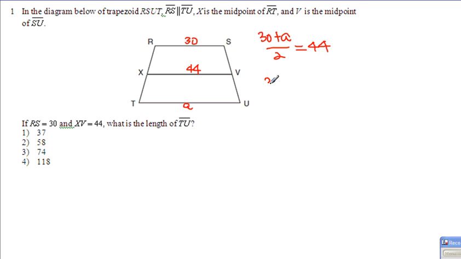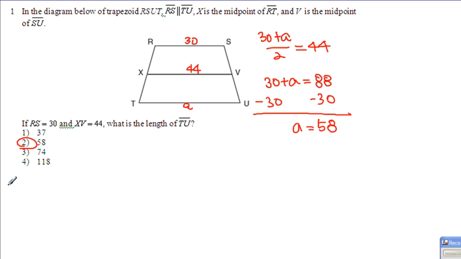Then as we can see, multiplying by 2 on each side, we end up getting 30 + A = 88. And by subtracting 30, we will realize A must be equal to 58. Therefore, this one must be our answer.